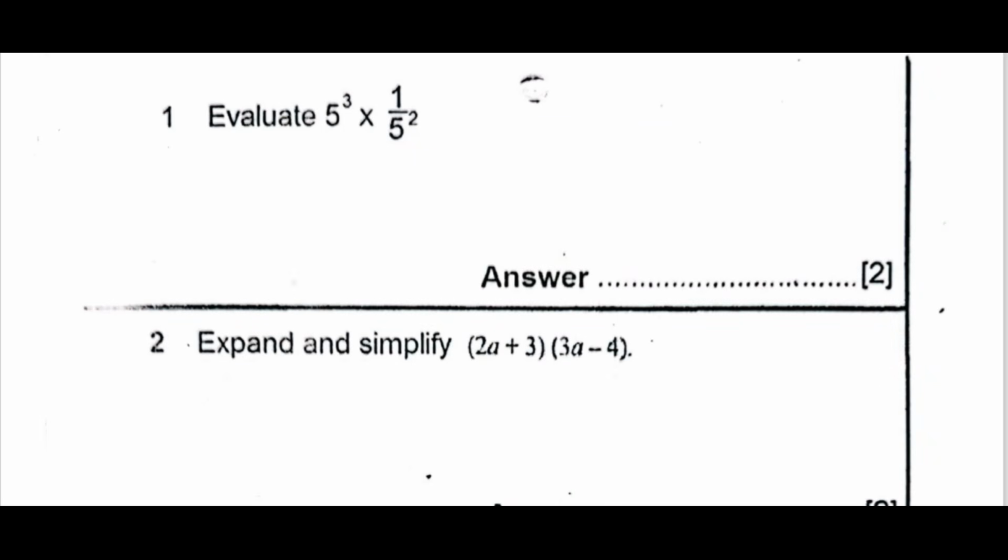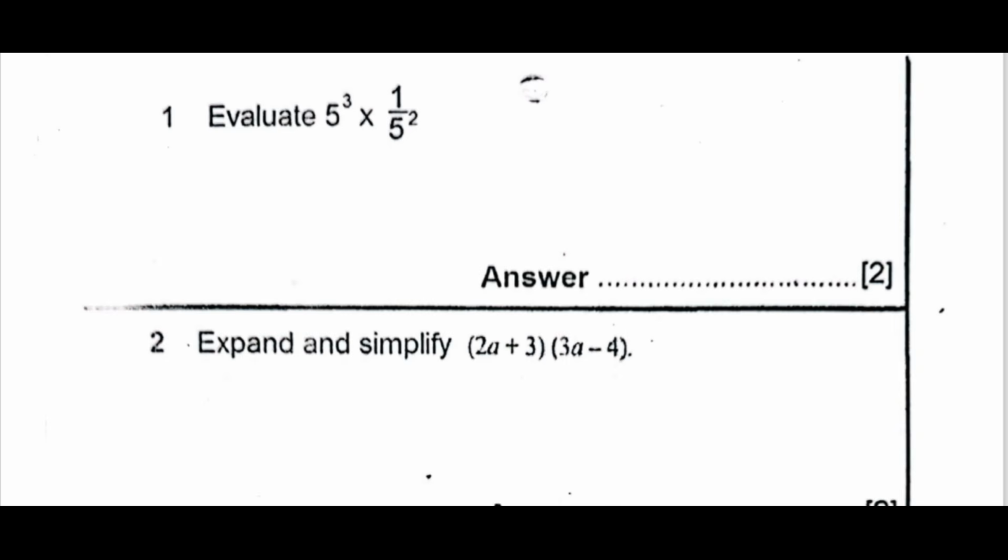In this video, we are going to revise mathematics paper 1 for the year 2022, and we are dealing with a paper that was written by the external. So let's look at the first question. Evaluate 5 raised to the power 3 times 1 over 5 squared.